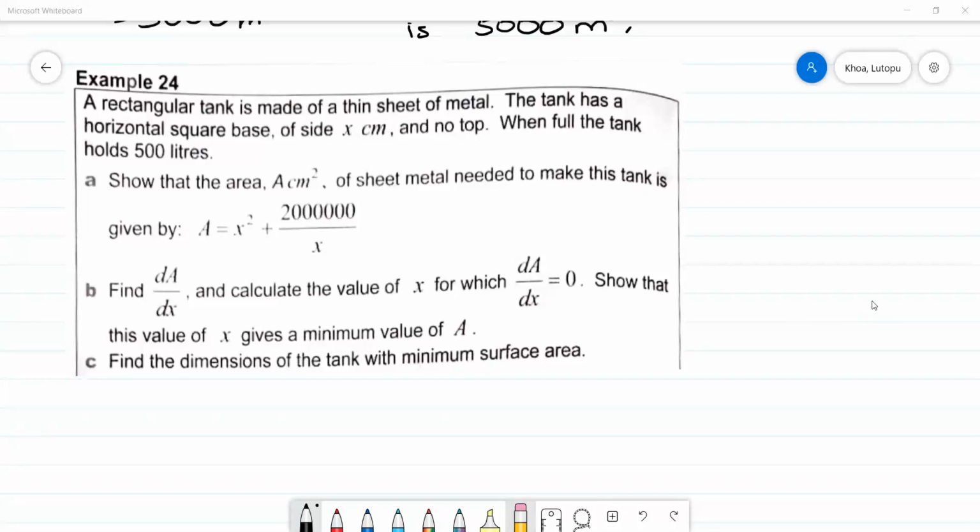Then B, find dA/dx and calculate the value of x for which the first derivative is 0. Show that this value of x gives a minimum value of A. Then find the dimensions of the tank with minimum surface area.